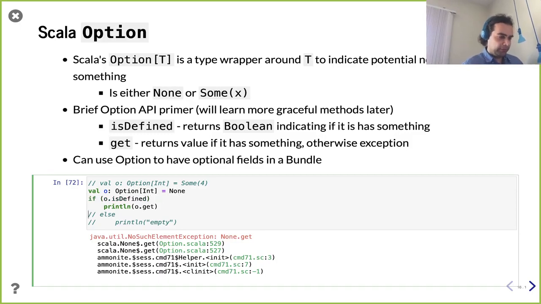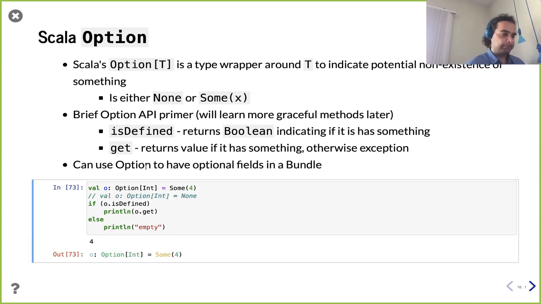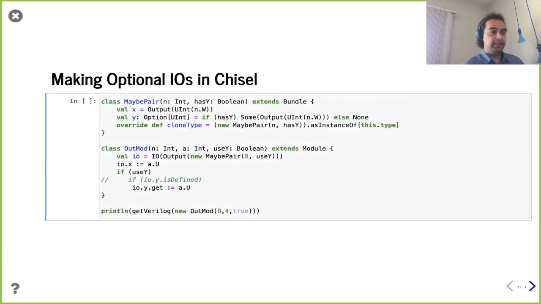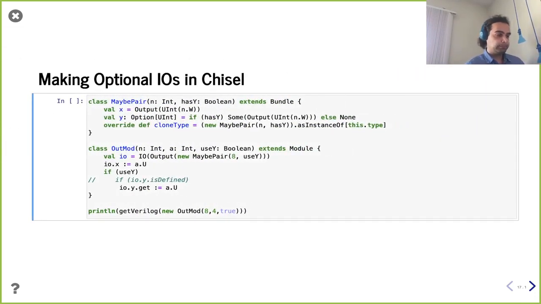But the reason why this is helpful is there's going to be times where, for parameterization, we're going to want to pass around options. And with options, we're going to be able to capture just something existing or not existing. So as you can see right here, we're going to make optional fields in the bundle using an option. So let's go ahead and see that on the next slide.